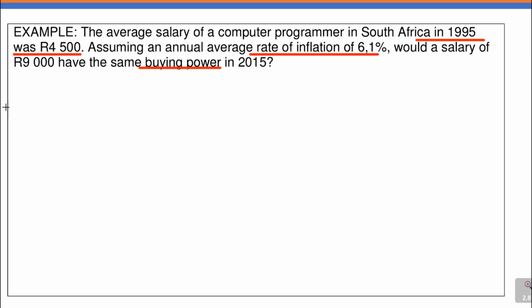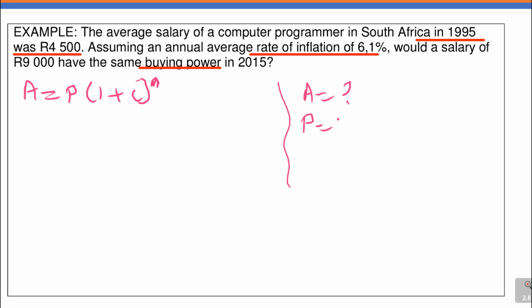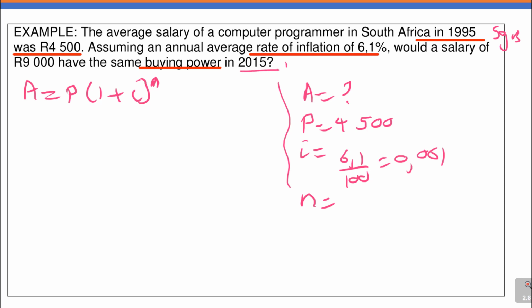Remember inflation, I said A is equal to P(1 + i) to the power n. Let's see how much a person who was getting 4,500 must get now. So you do the same thing here. We are looking for A now. P, you are getting 4,500 by then. And then i, the interest rate is 6.1, which is 0.061. And the number of years, 1995 to 2000, it's 5 years. And then 2000 to 2015 is 15. So 15 plus 5, this is 20 years.